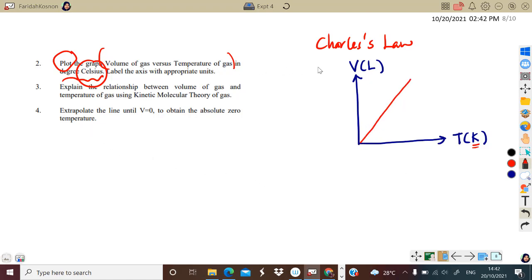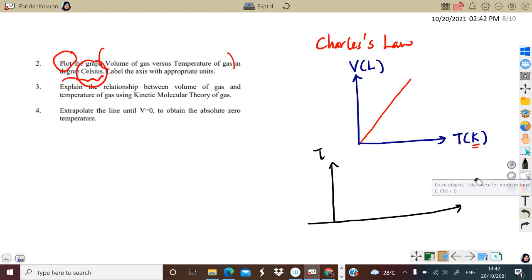Okay, tapi soalan bukan minta volume of gas against temperature in Kelvin. Dia minta volume of gas against temperature in degree Celsius. Jadi kat sini volume of gas in liter, this one temperature in degree Celsius. So that's why daripada data tu tadi you kena convert kepada degree Celsius. Kalau secara teorinya dia tak akan melalui origin kan? Saya dah ajar. Dia akan macam ni, okay, lebih kurang lah.